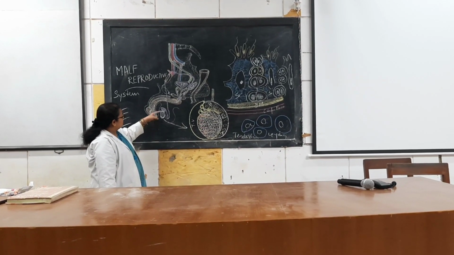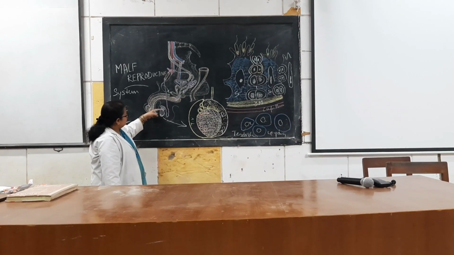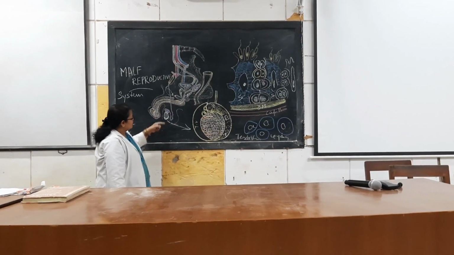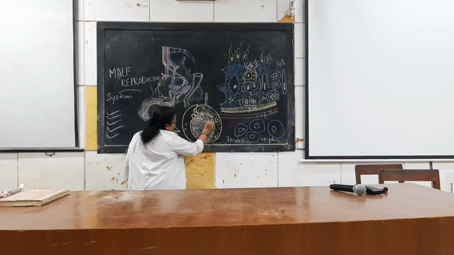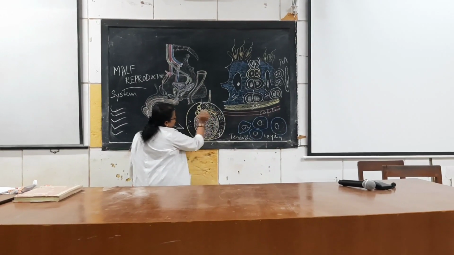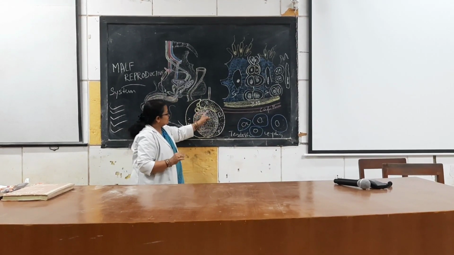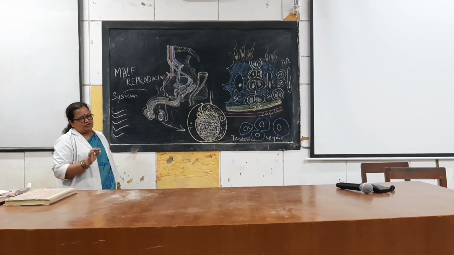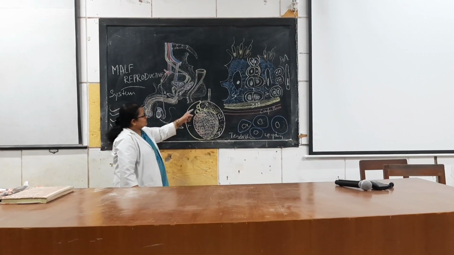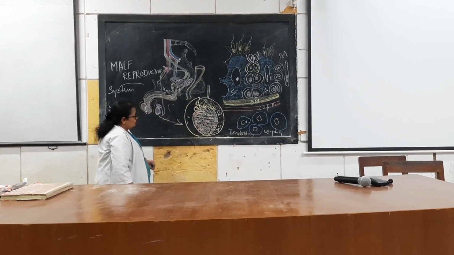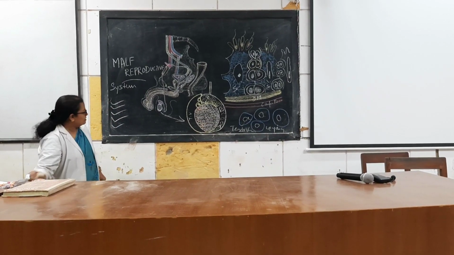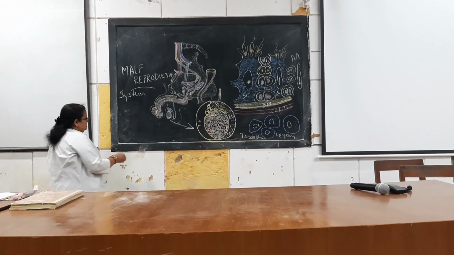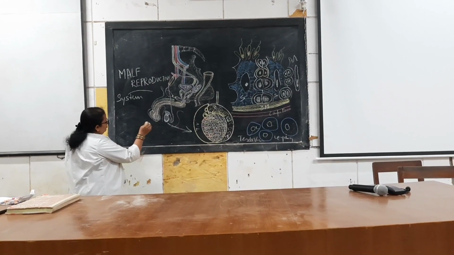Then we come to the lining epithelium of the efferent ductules. I told you about the straight tubules, the rete testis, then comes the 12 to 20 efferent ductules. The cells lining the rete testis and efferent ductules are low cuboidal to columnar. And the cells lining the coils of the epididymis are of two types, the principal cells and basal cells.